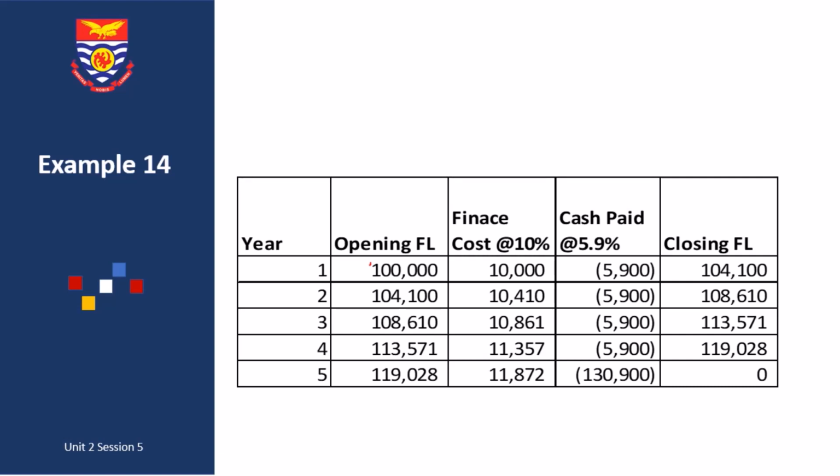So we get to the final year, which is year 5. So the opening balance for year 5 will be the closing balance for year 4, 119,028. Then when you come to the finance cost, you hold on with this. You can go ahead and calculate the 10% on the opening balance. But when you do that, because of rounding, there will be some difference which will be left at the closing balance.